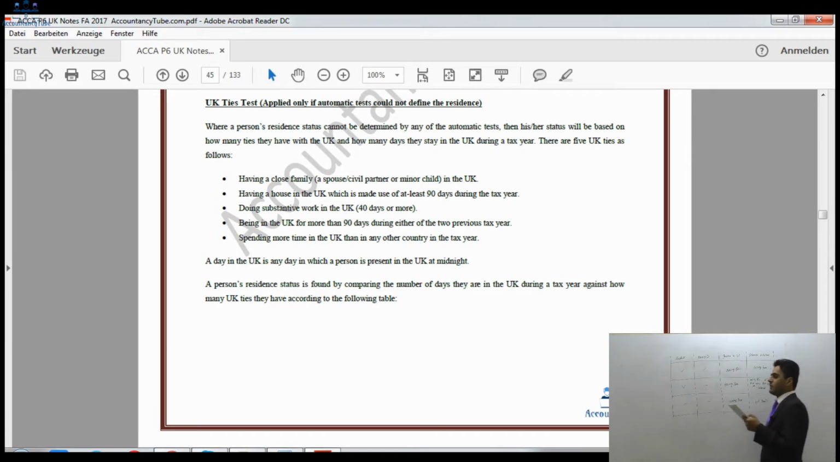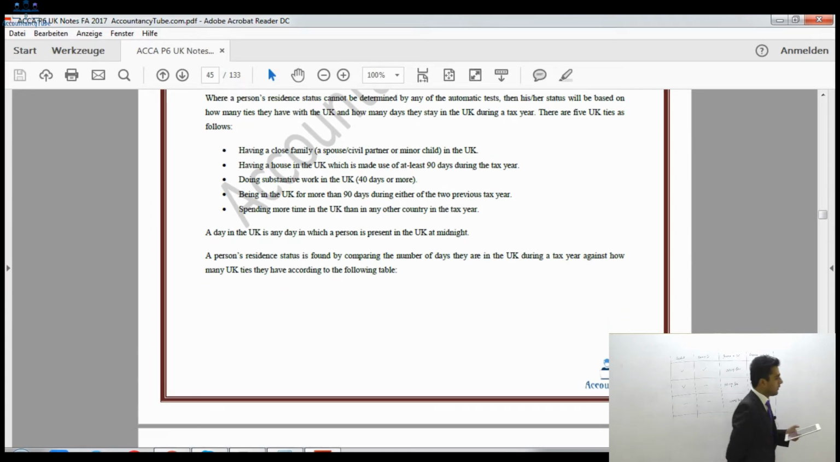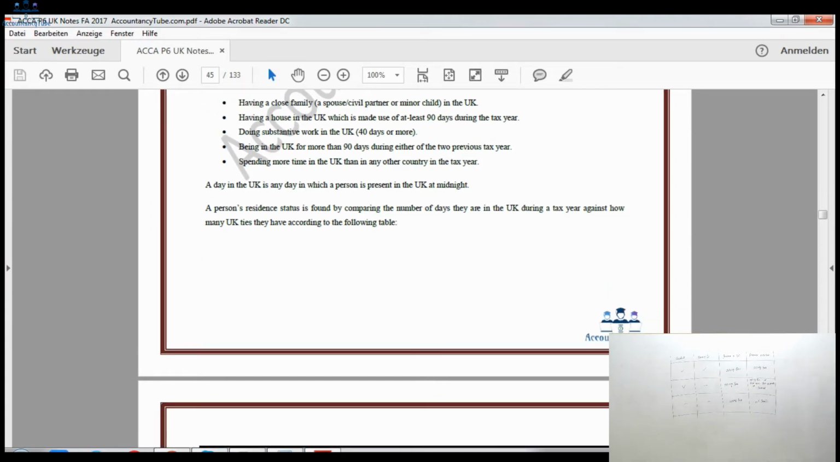And the condition does not mean that if the person has got another house in Germany, say for example, and one house in the UK, it doesn't matter. Only thing is that you must have the house in the UK and you have used that house. That house was available for you for 90 days and you have used it for a couple of days. And then after that it says doing substantial work in the UK. Substantial work means you have worked for 40 days or more in the UK. So if you have fulfilled that criteria, that is another tie. So these are the connections. As I said earlier as well, the more days you spend in the UK, the fewer connections, the fewer ties, you will need.